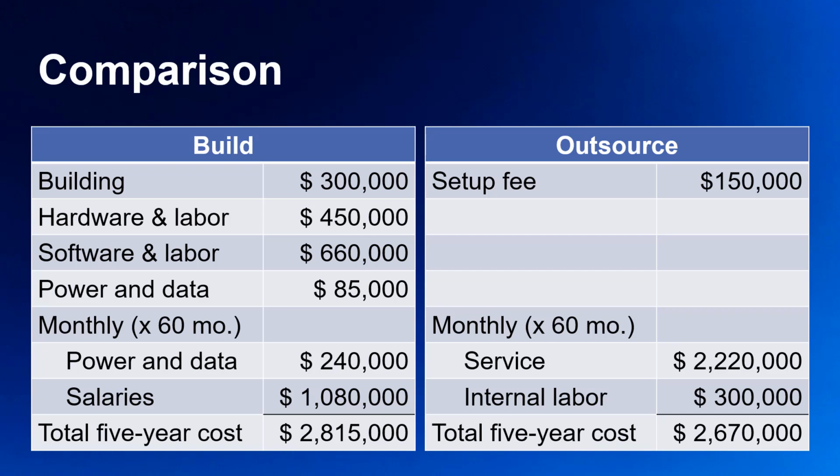To make the initial decision, your company used the 5-year cost model, ignoring depreciation and interest. Here they are. Building it is on the left, outsourcing is on the right, and you can see that the 5-year costs for building the data center would be about $2.82 million on the left, and it costs roughly $2.67 million for outsourcing the data center on the right.